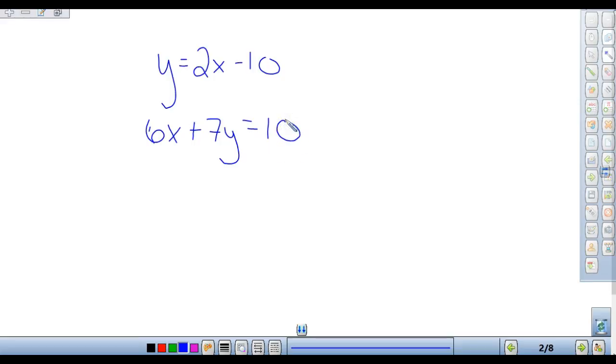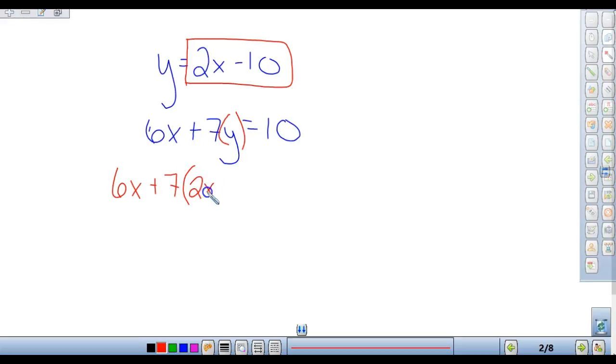Right? If I didn't use substitution, do I have either x or y by itself? No. I do. What do I have by itself? I have y by itself. So I'm going to take that and I'm going to plug it in for y in the other equation. So I've got 6x plus 7. Now what is my y? 2x minus 10 equals 10.